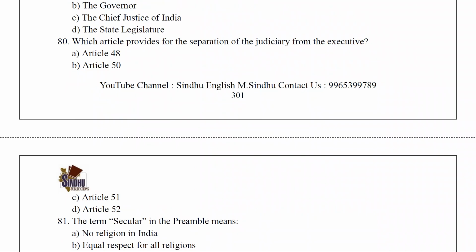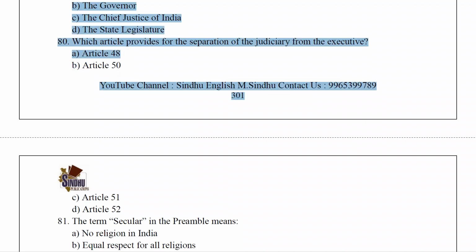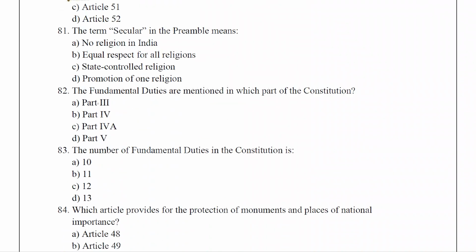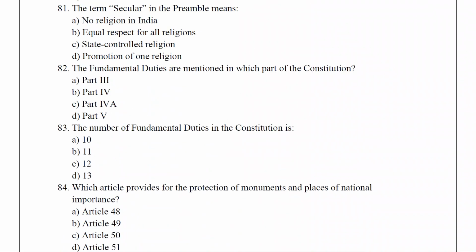Which article provides for the separation of the judiciary from the executive? The answer is Article 50. Next question, the term secular in the Preamble means equal respect for all religions.